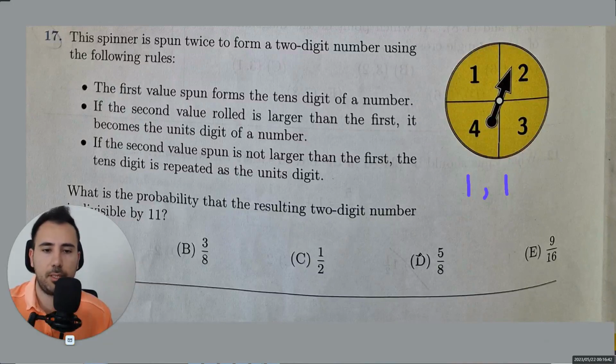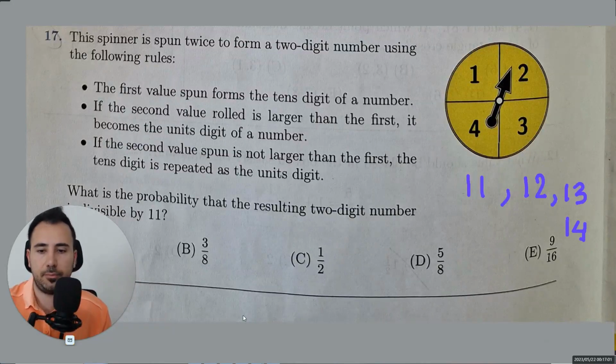So it's going to be 11. So the first number, 11. Now, what if the second number is larger, like 12? Because it is larger, then it becomes the units digit. So no problem. 1 and 3 like this, 1 and 4 like this. Okay, so these are numbers.